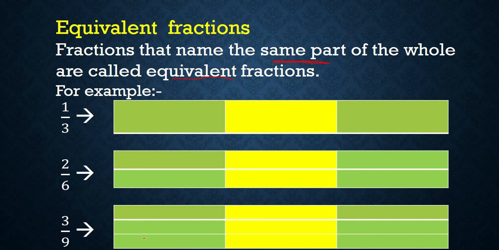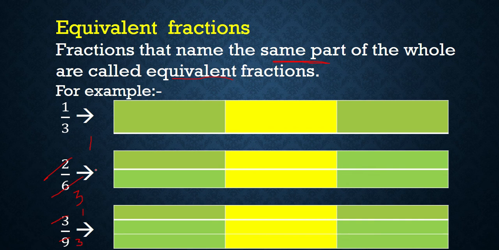Now over here in this box you can see there are a total of 9 parts and 3 parts are shaded. You can see that the same part of the whole is shaded, right? The same part of the whole is shaded. If we divide this, 2 ones are 2 and 2 threes are 6. Over here 3 ones are 3 and 3 threes are 9.